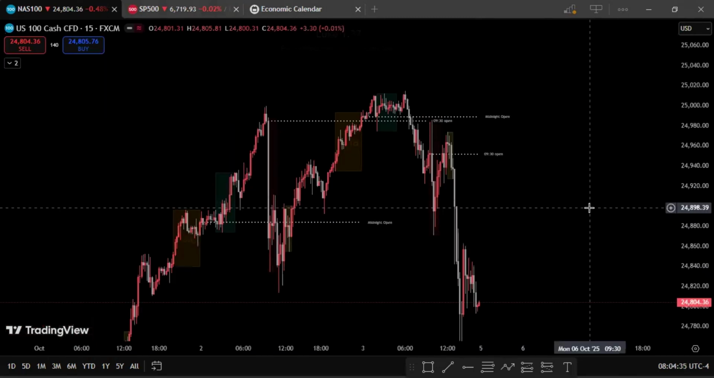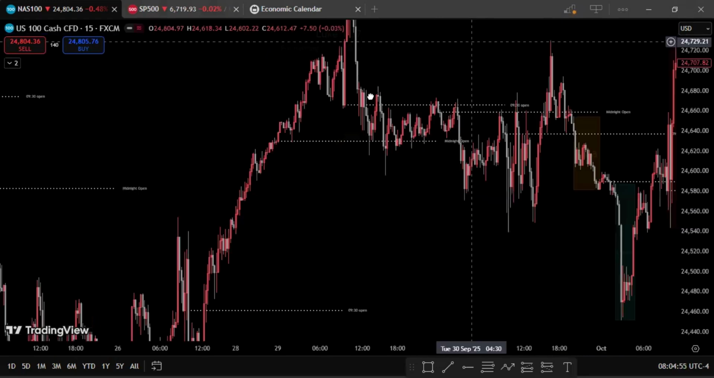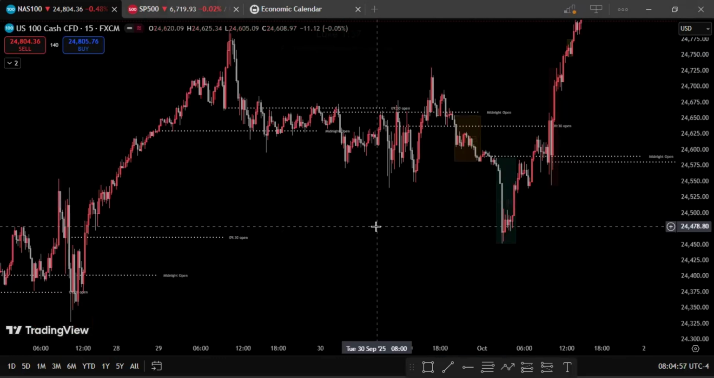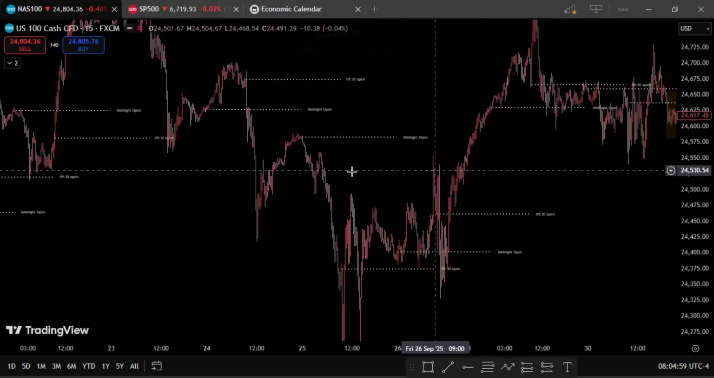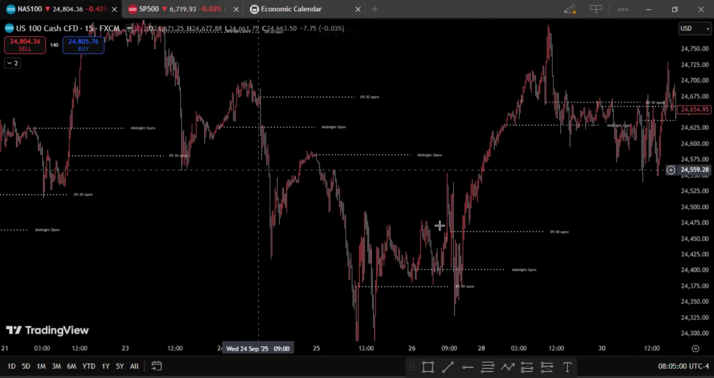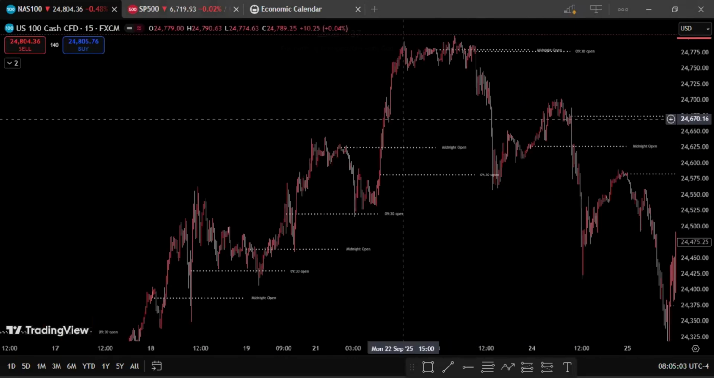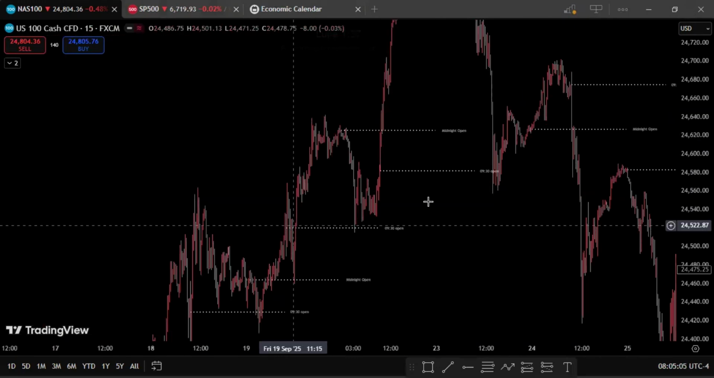Now the Midnight Open is a very simple topic. It's just something that I use for when I don't have a proper level of liquidity that I'm looking for. So usually we go for it straight through the open of the New York session. Let's just go back and find examples. This happens almost every day. Wednesday, so let's start on Monday.